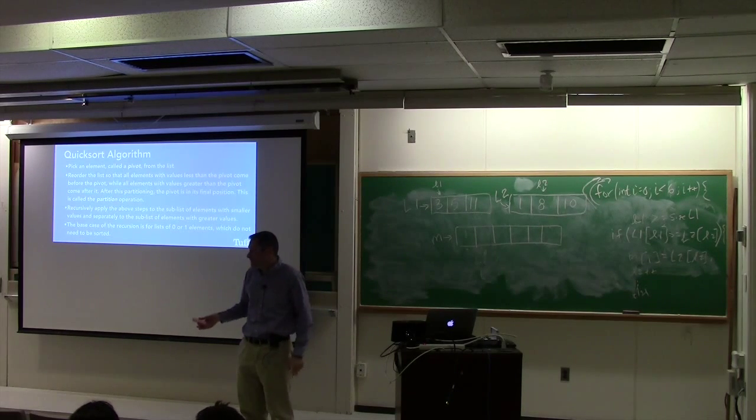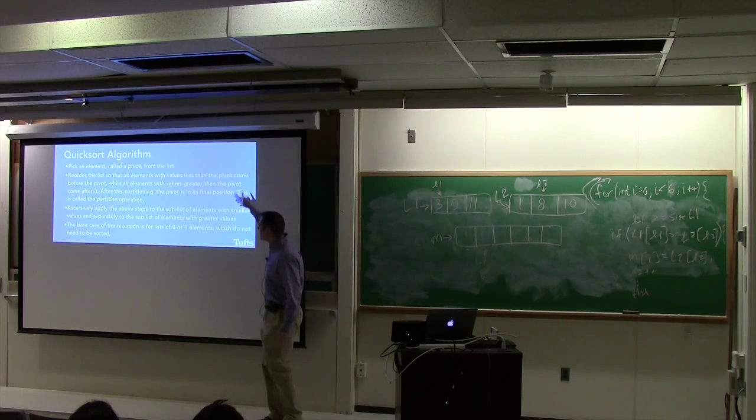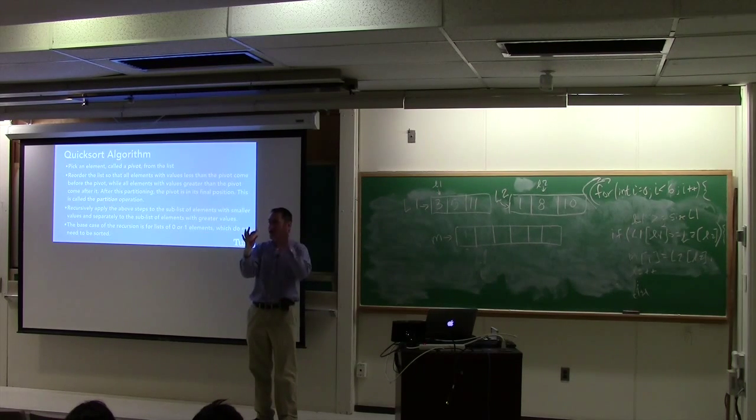Ties, you get to decide. Ties can go on one side or the other. That's called the partitioning. Once you're done with that, you've got low numbers, some pivot, and then high numbers. That pivot happens to be in the perfect position at the end. Does that make sense? Why? Because everything else is lower than it, and everything else is bigger than it on the other side. So it has to be in the right place. That's the first thing. Yeah?